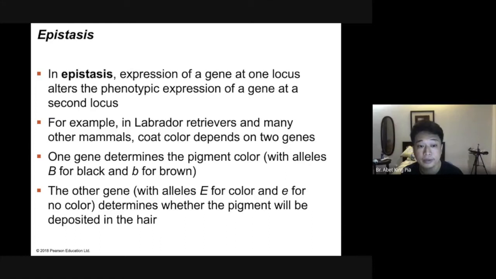All right. Now, the other gene, the alleles that carries if it will show up yung pigmentation ng coat ng dog is the alleles E for color. E for color, yung capital E, and small e for no color. So that's the other gene naman. So E kasi ginamit natin yung E kung i-express ba or not to be expressed. Express meaning magpapakita ba siya or hindi. So determines whether the pigment will be deposited in the hair.